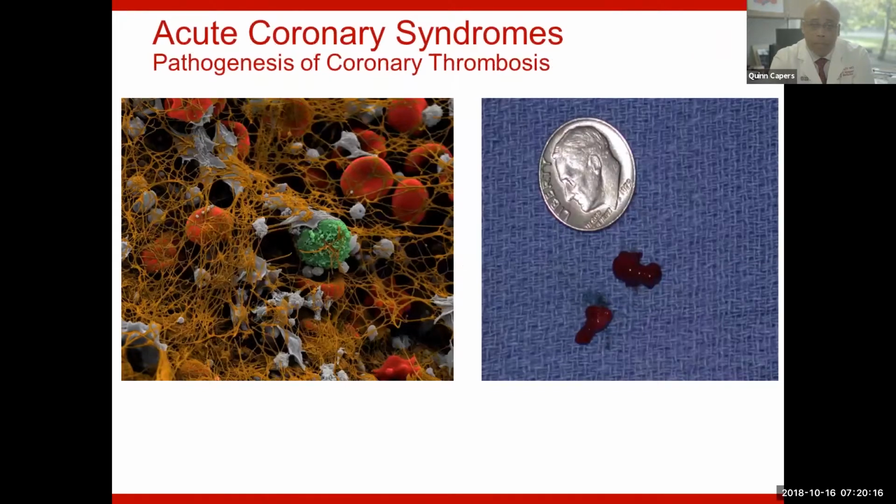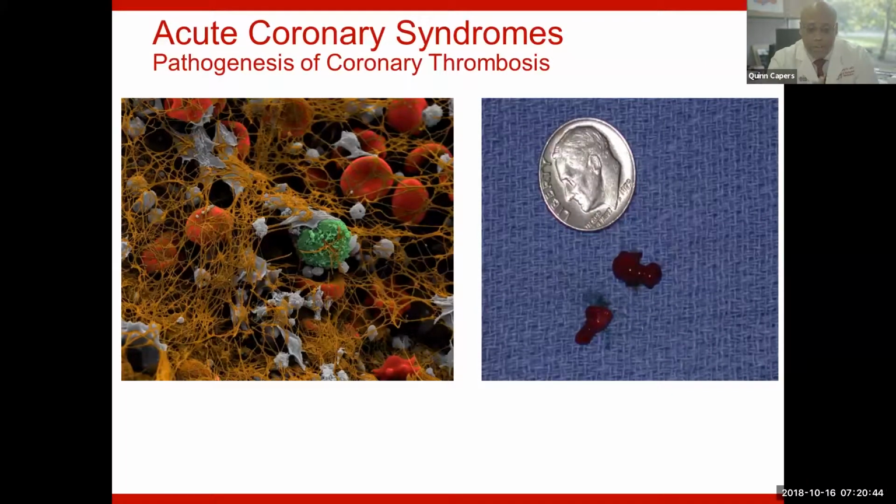Another important pathological part of this process is the formation of a blood clot. This very, very beautiful and high power micrograph that you see to the left is actually showing you how complex the coronary thrombus is. The strands are strands of fibrin that are trapping the blood cells. You see there red blood cells, but you also see the large white blood cells and the smaller platelets.